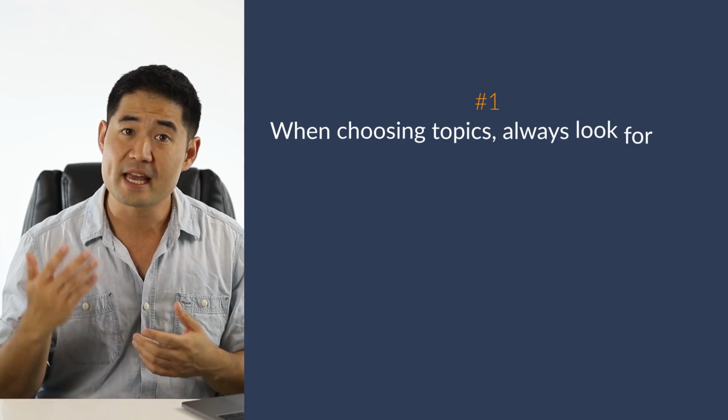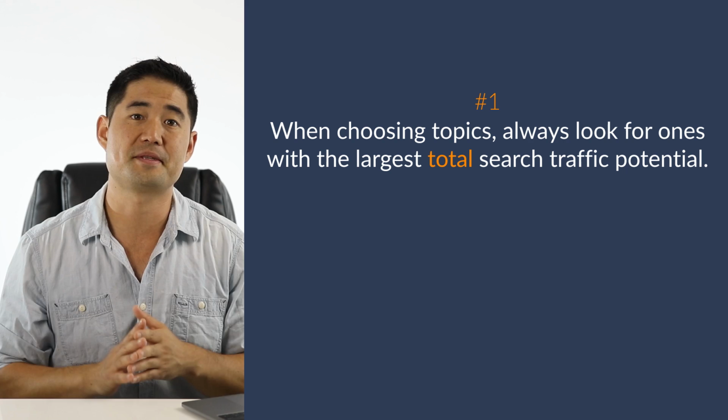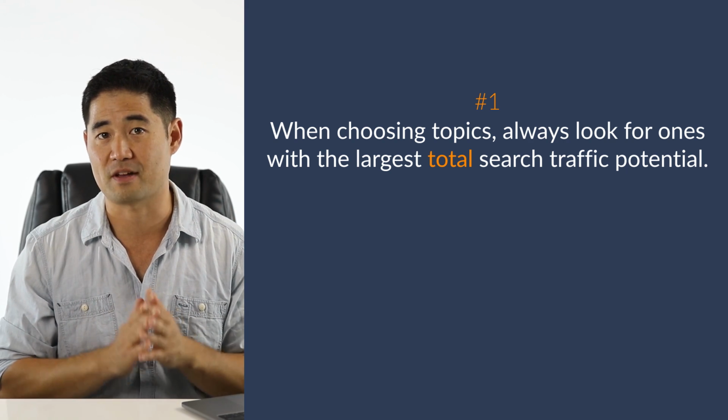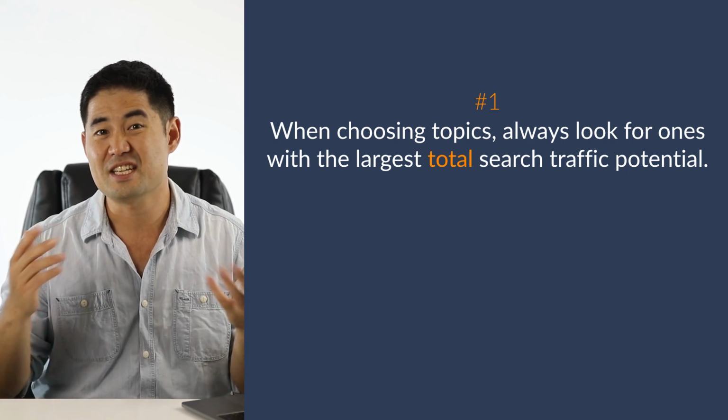Number 1, by ranking high for this head term, you'll almost always rank for the thousands of other long tail searches. So when you pick your topics, always look to the ones that have the largest total search traffic potential. And number 2 is equally important.